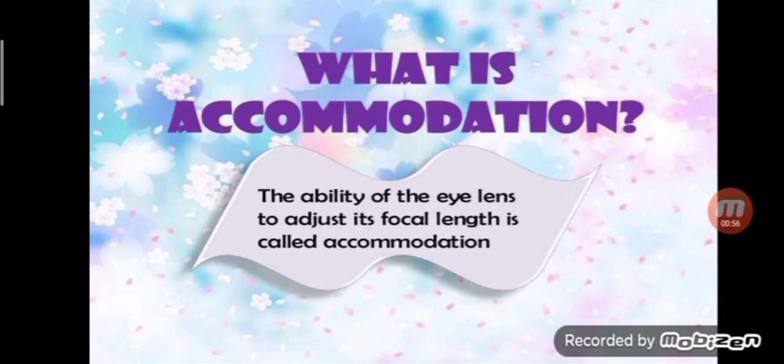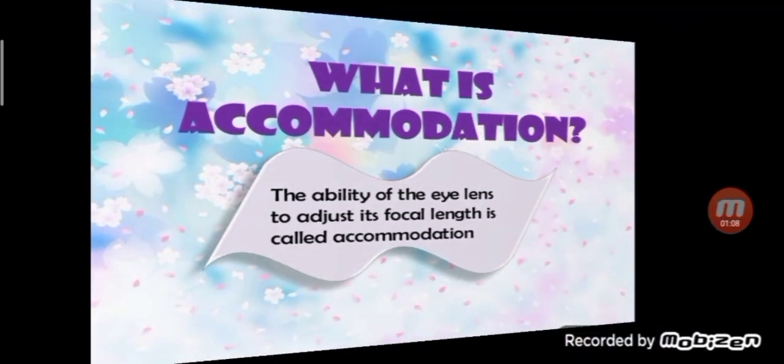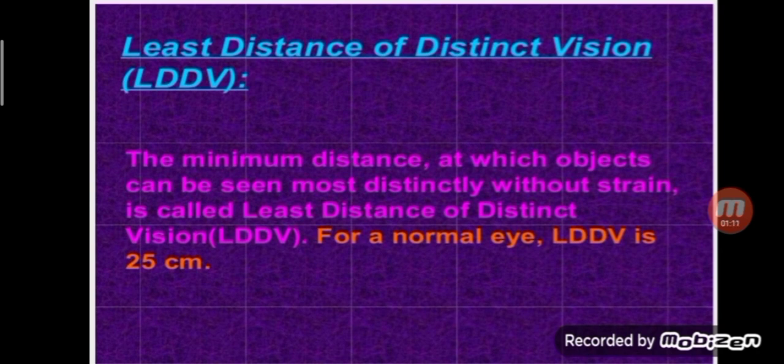It can accommodate to see distant objects clearly, but if the object is too close to the eye, it is not distinctly visible. So, the minimum distance at which objects can be seen more distinctly without strain is called least distance of distinct vision. For a normal eye, LDDV is 25 cm, or we can say the near point of a normal human eye is at a distance of 25 cm from the eye.